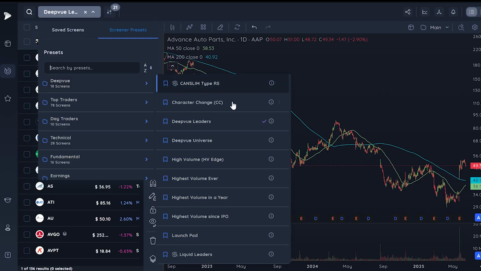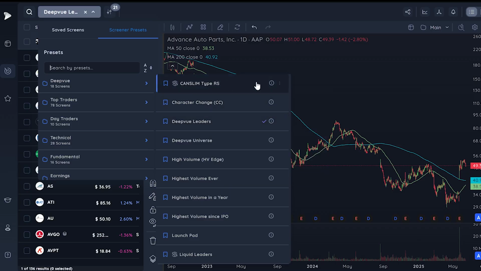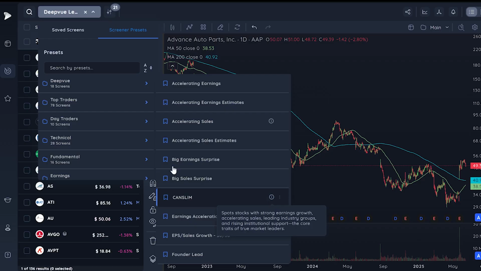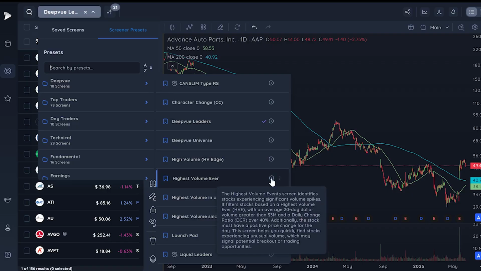You can see here just a few of them. I'm looking at DeepView Leaders, which is similar to that CAN SLIM strategy. There's also a CAN SLIM strategy for tech and discretionary stocks, as well as another CAN SLIM focused strategy in the fundamental screeners here. These screens are really powerful and really flexible. And what I like is that DeepView does a nice job actually explaining what they are so you can dive in and start using them.